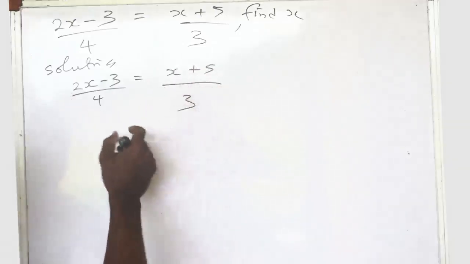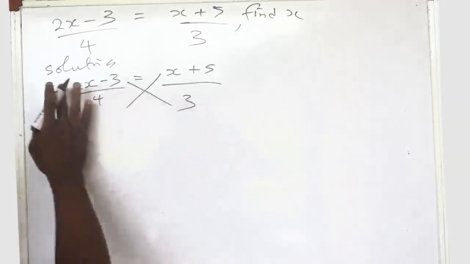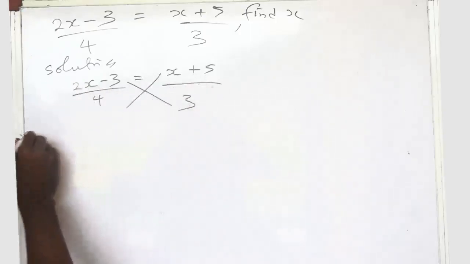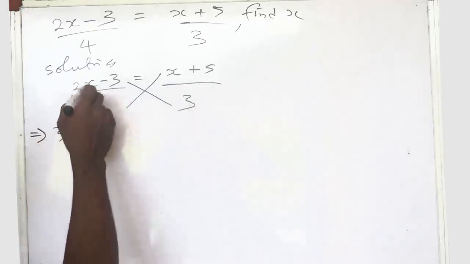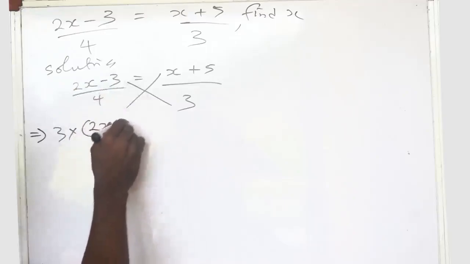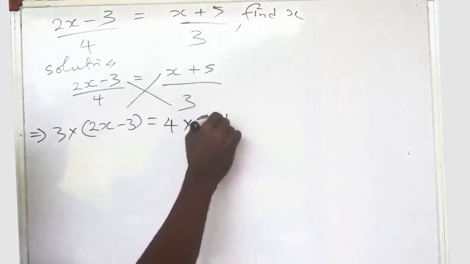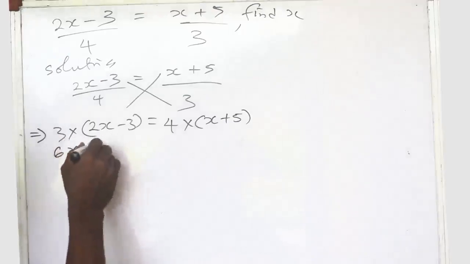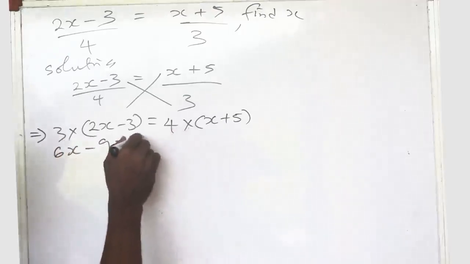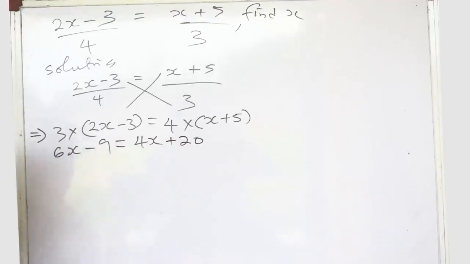Both of them have fraction, and there is equality sign, so we cross multiply. 3 will multiply everything here, and 4 will multiply everything here. So this implies that this 3 will multiply everything, so we have to put bracket because we are multiplying more than one thing. We have 3 times 2x minus 3 equal to 4 multiplied by x plus what? 5. This times this is 6x minus this times this 9 equal to 4 times x, 4x, 4 times this plus 20. So when you have this, the next thing is to say collect like terms because it's not arranged.